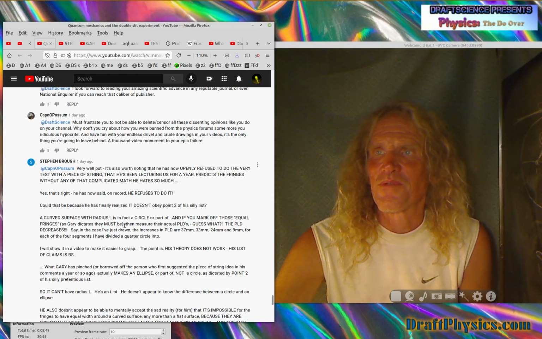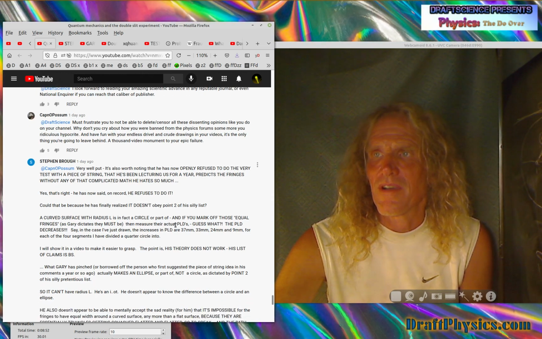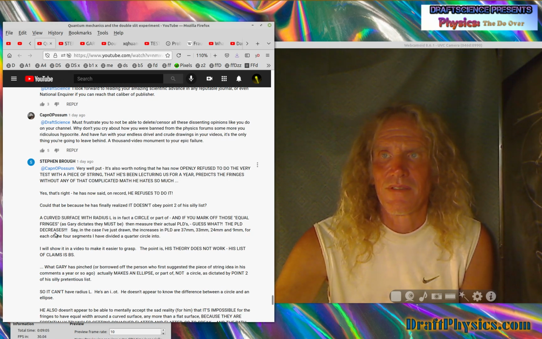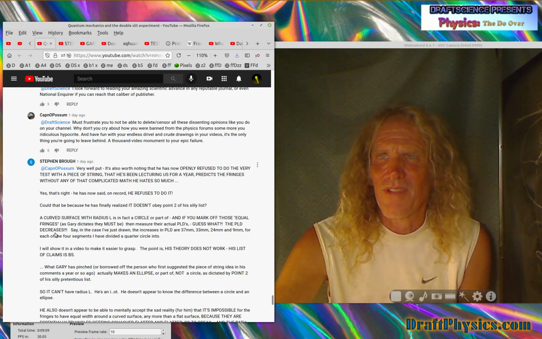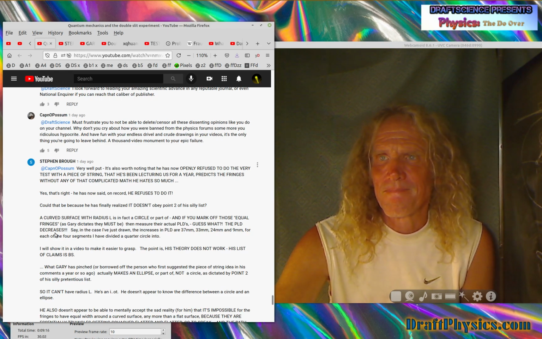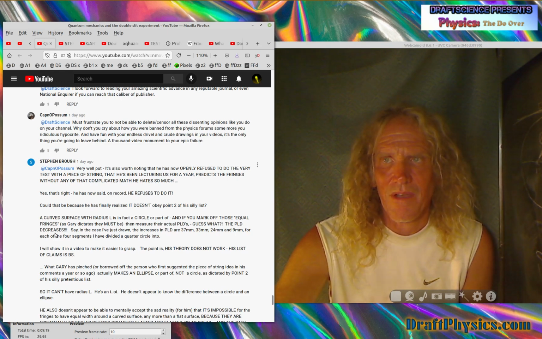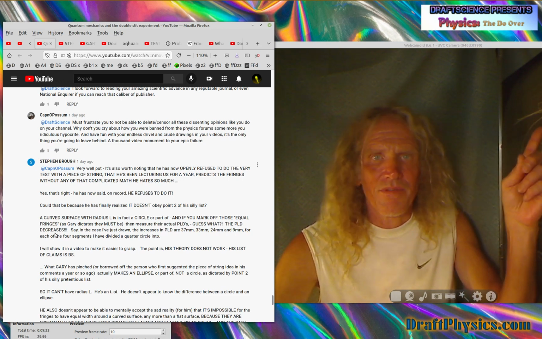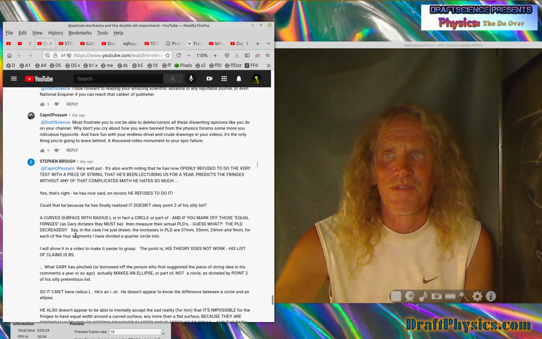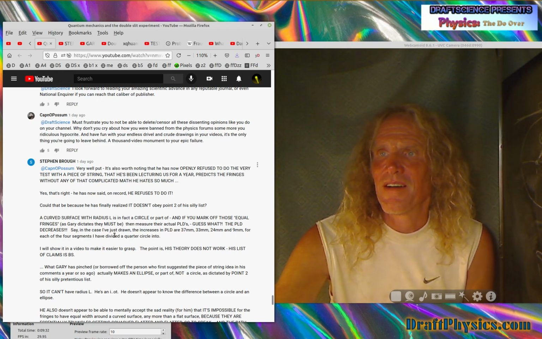Anyway, a curved surface with radius L is in fact a circle or a part of one, and if you mark off those equal fringes as Gary dictates they must be, then measure their actual path length difference, guess what? The path length difference decreases. I don't even understand what that could possibly mean. All we care about is whether it's a full wavelength or not, and how much territory you have to cover to get to a full wavelength. So that can't possibly be a sensible statement. It really can't be. Say, in the case I've just drawn.